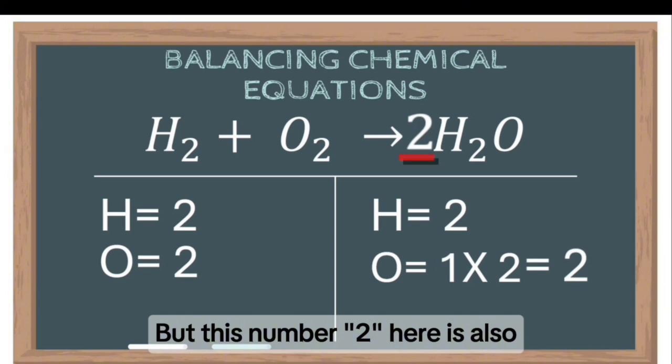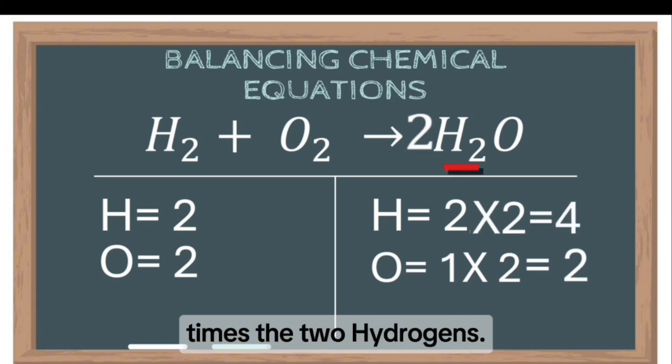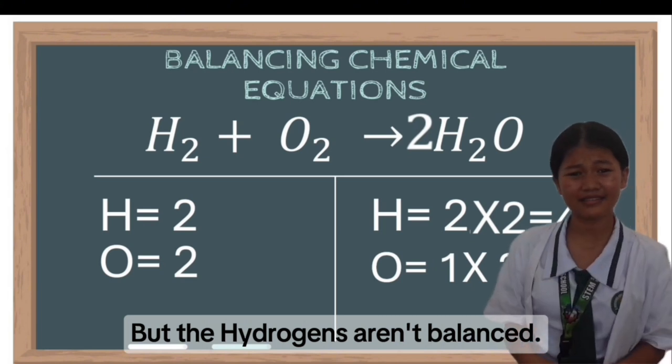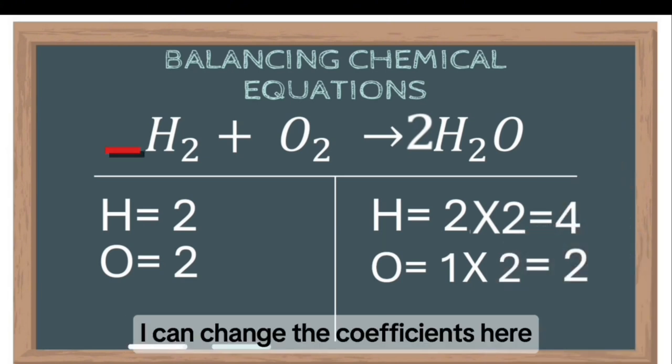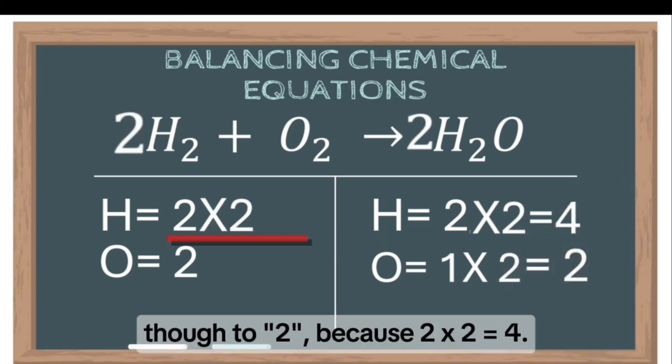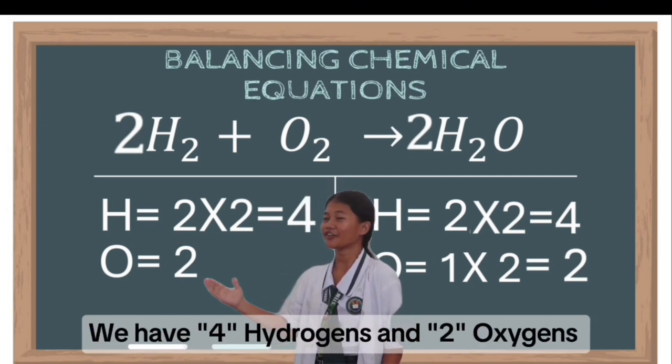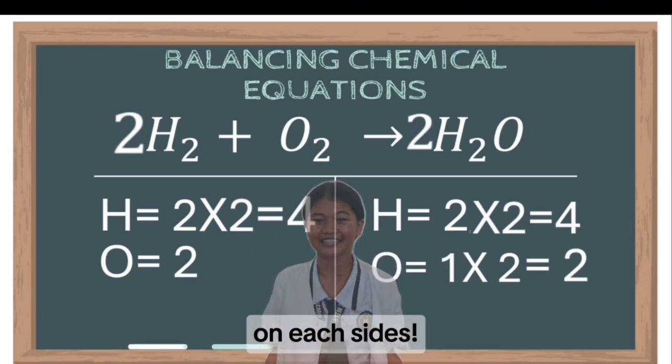But this number 2 here is also multiplied by the 2 hydrogen. So now, we already fixed the oxygen, but the hydrogens are out of balance. I can change the coefficient here to 2, because 2 times 2 equals 4. Hooray! We have balanced the equation. We have 4 hydrogens and 2 oxygens on each side.